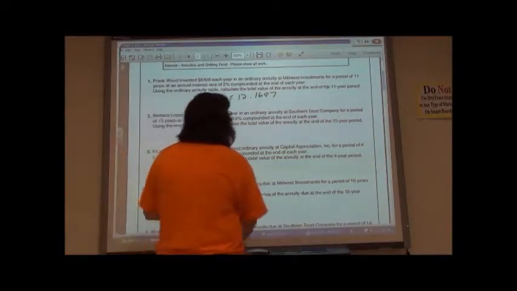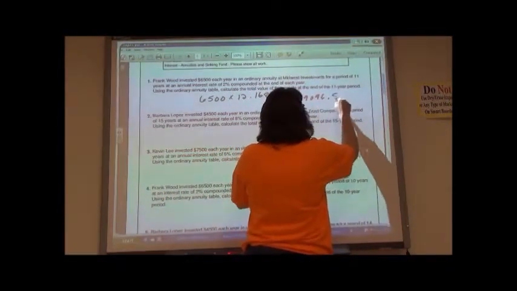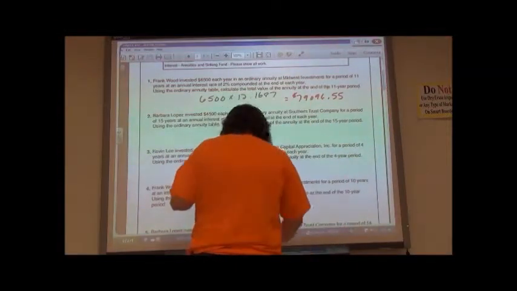And so 6,500 times 12.1687 gives me $79,096.55. So if I were to take $6,500 and every year for 11 years put that amount into an account, and it's earning 2% interest each year, I'm going to have $79,096.55 when I'm all done.